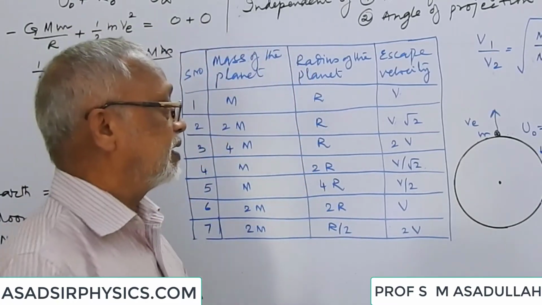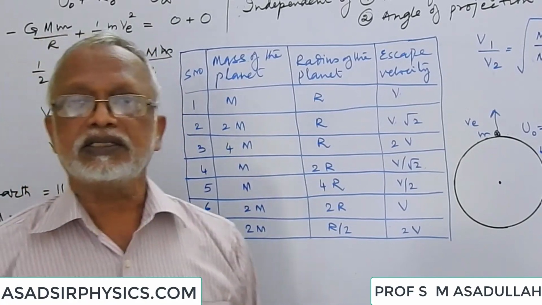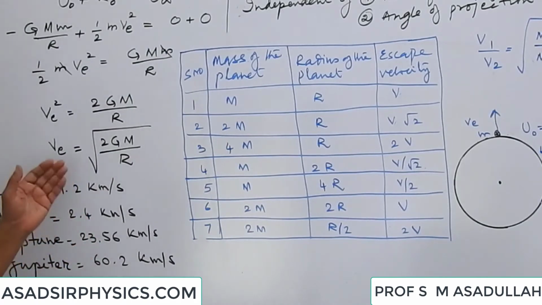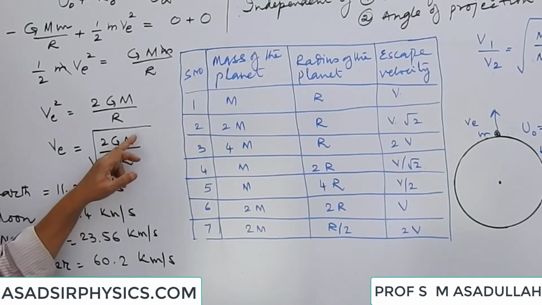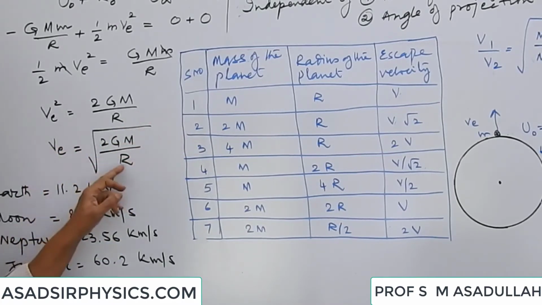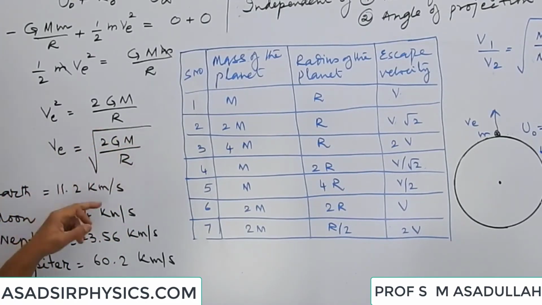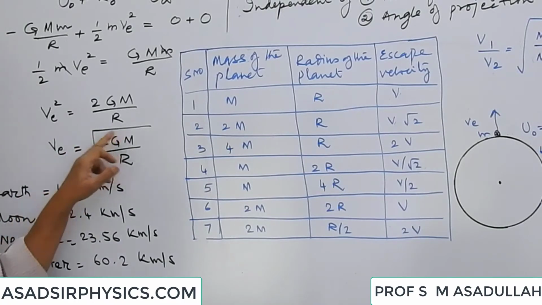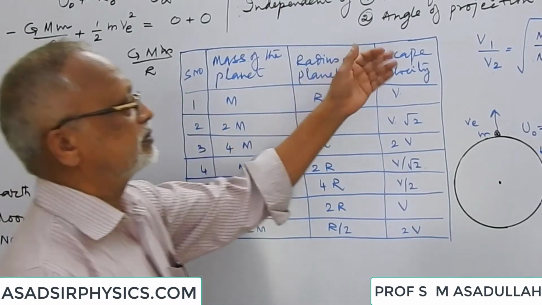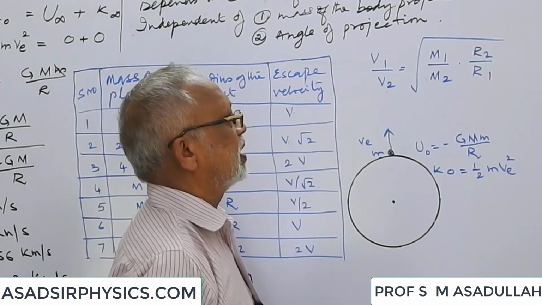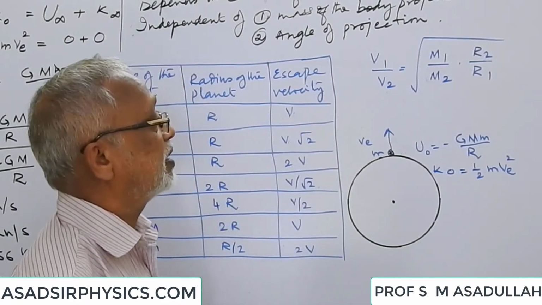Is it okay? Now let us compare the escape velocities on different planets. For that, let us consider the formula. Escape velocity is equal to under root 2GM by R. Suppose you have got two planets of masses m1 and m2, radii r1 and r2. Then v1 is equal to under root 2Gm1 by r1 and v2 is equal to under root 2Gm2 by r2, and dividing one by the other, v1 by v2 is equal to under root m1 by m2 into r2 by r1.